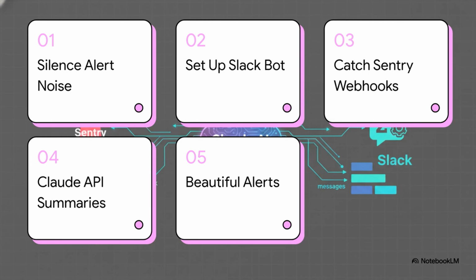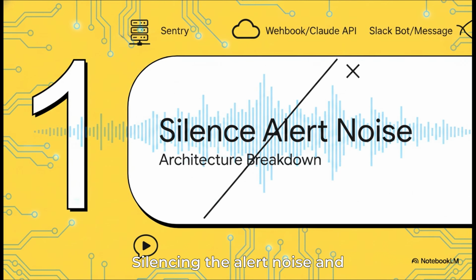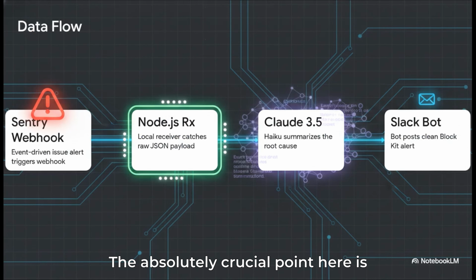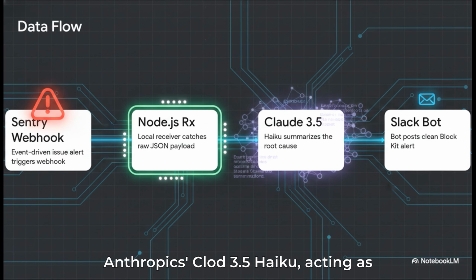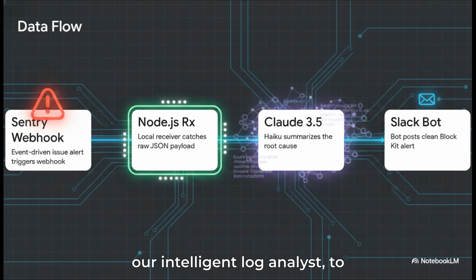Let's get to work. Step 1. Silencing the alert noise and breaking down the architecture. The absolutely crucial point here is understanding our data flow. Step 1. An event-driven issue alert in Sentry triggers a webhook. Step 2. Our lightweight local Node.js receiver catches that massive raw JSON payload. Step 3. We hand a pruned version of that payload over to Anthropic's Claude 3.5 Haiku, acting as our intelligent log analyst to figure out the root cause. And Step 4. Our Node app takes that concise summary and posts a clean block kit alert to Slack. It's a beautifully decoupled, reactive machine.